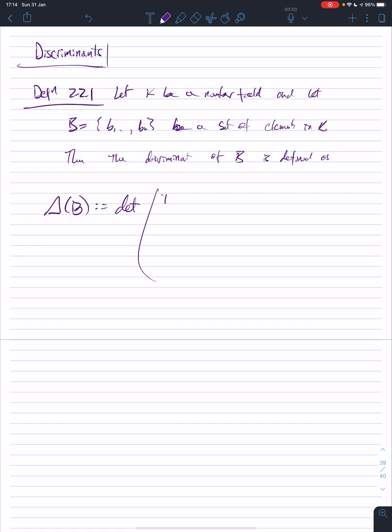It's a matrix that you get by looking at the trace, in this case always from K to Q. Here you take B1 times B1, the product of these two elements, and then all the way up to the trace of B1 times Bn. And here you have the trace from K to Q of Bn times B1. So hopefully you can see the pattern: the trace from K to Q of Bn times Bn.